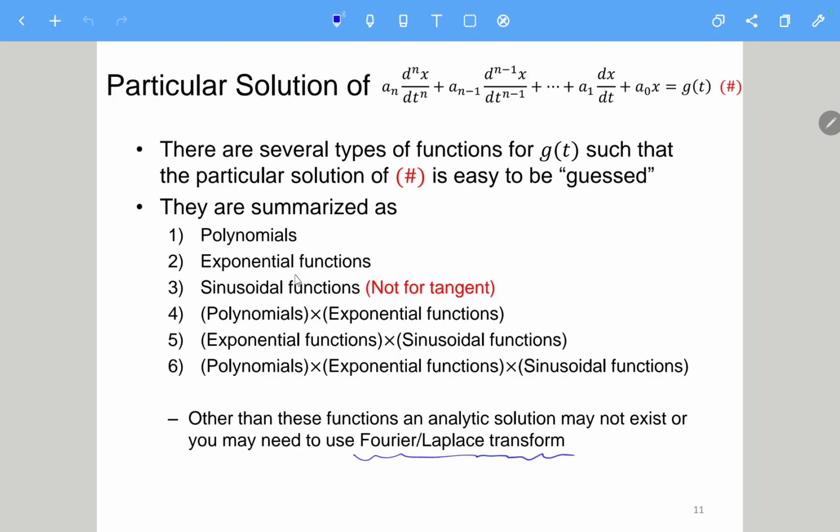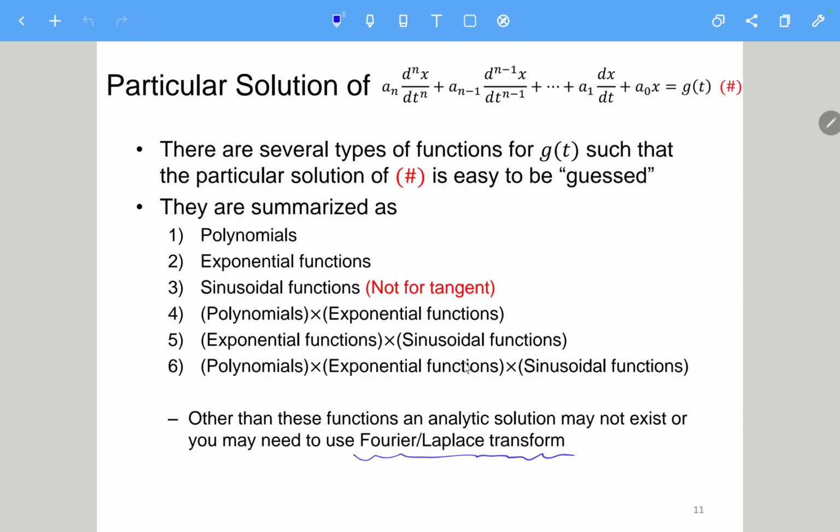Okay, so there are polynomial, exponential, sinusoidal. For the sinusoidal, it means sine, cosine, or maybe they occur together, but not tangent, because tangent will go to infinity, which does not usually occur in daily life. And for 4, 5, and 6, they may be 2 of them combined together, or even 3 of them combined together.